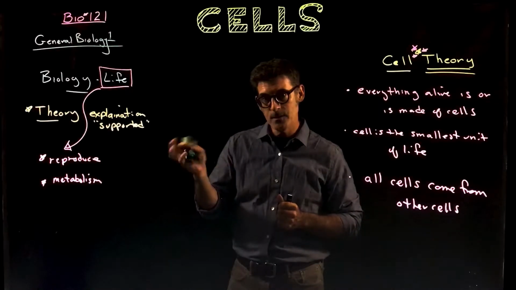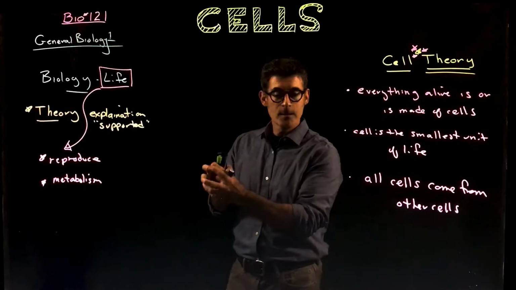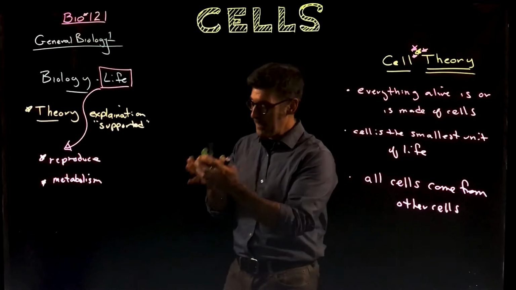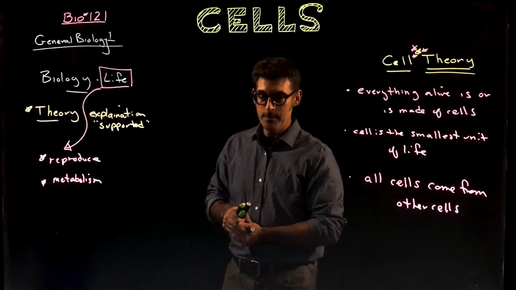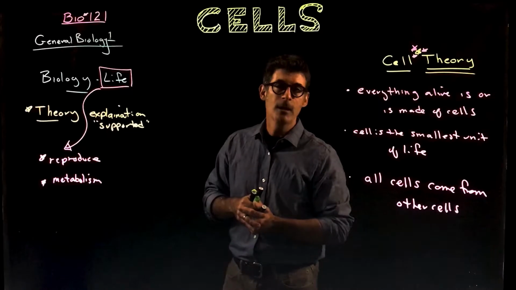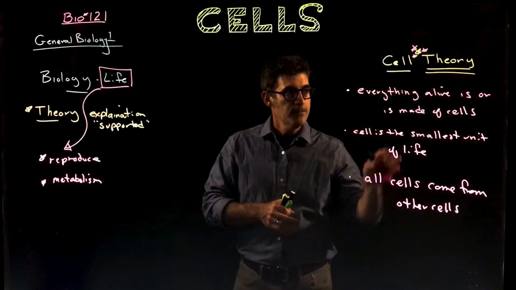You can have something that is a very small particle that may contain some chemicals that can have reactions taking place, but it wouldn't be a full metabolism. So it wouldn't really be alive. So these are the three main tenets of cell theory.